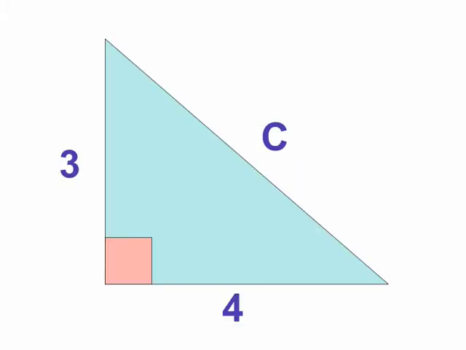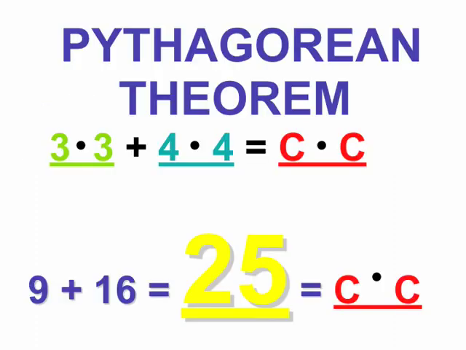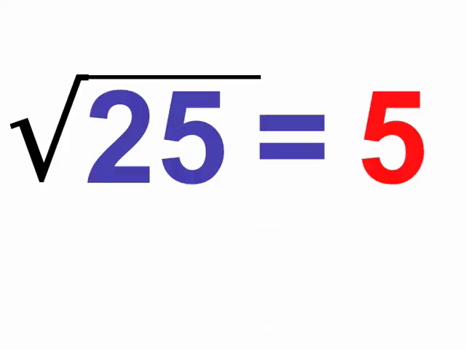My first example: what I'm trying to do is find C. What I know is the A value, which is 3, and the B value, which is 4. I plug them in my formula, and I do a little calculations, and I get 3 times 3, which is 9, plus 4 times 4, which is 16, and that comes out to be 25. Last but not least, I need to take the square root of 25, and the square root of 25 comes out to be 5.